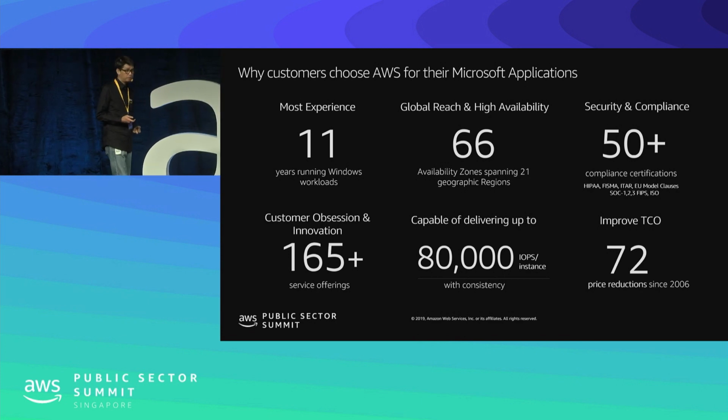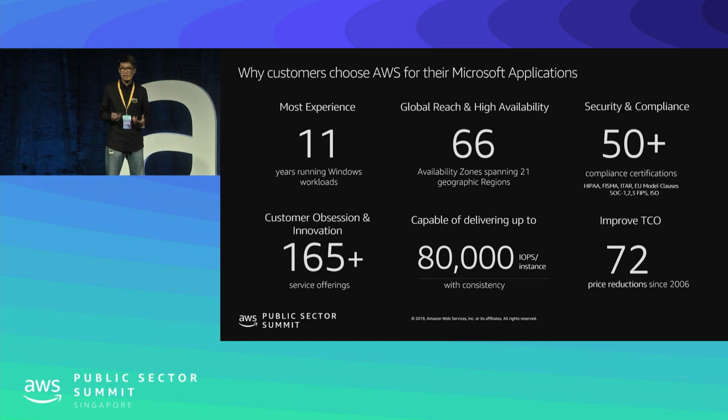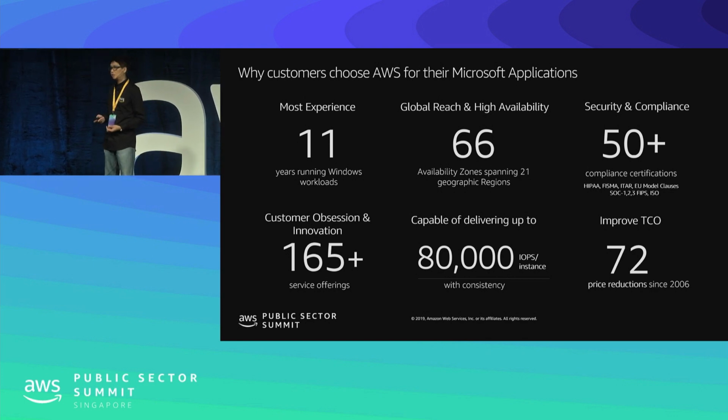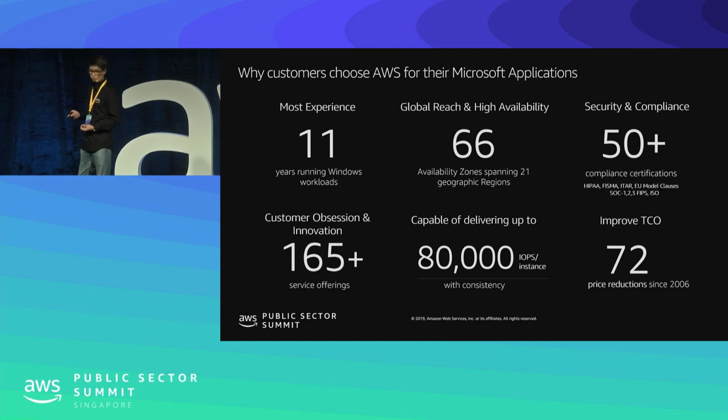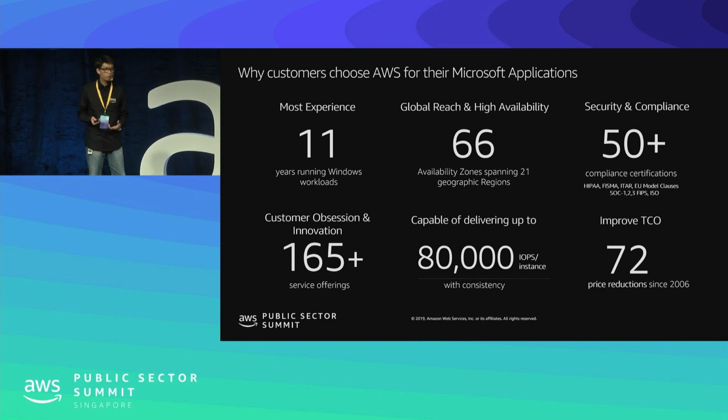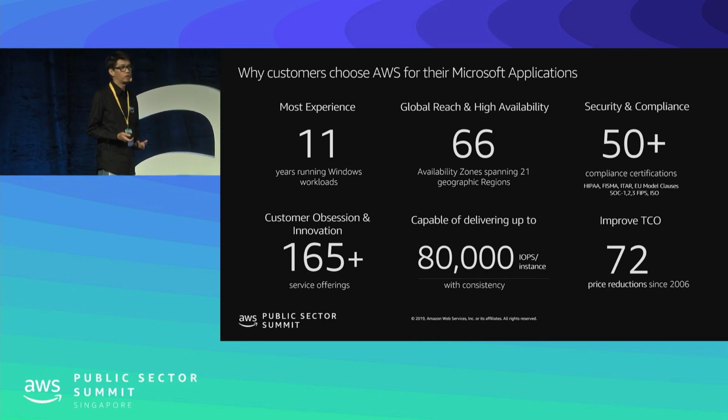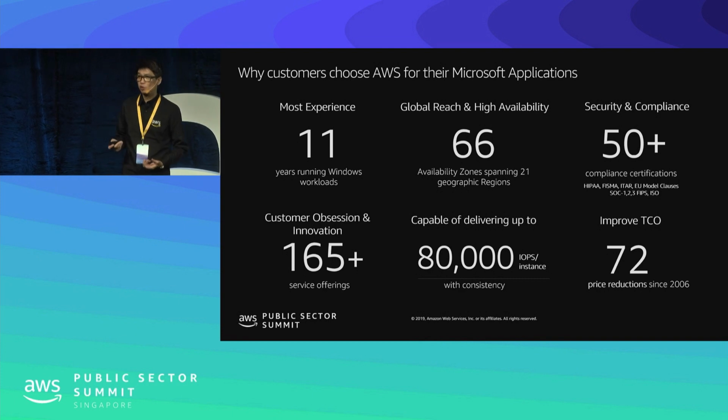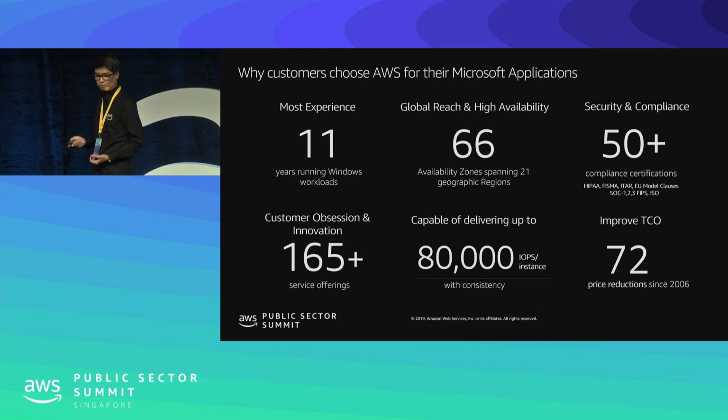And we are able to deliver up to 80,000 IOPS per instance. This is very critical when you're running enterprise workloads. And over time, we are able to help customers lower their total cost of ownership by reducing prices almost 72 times.